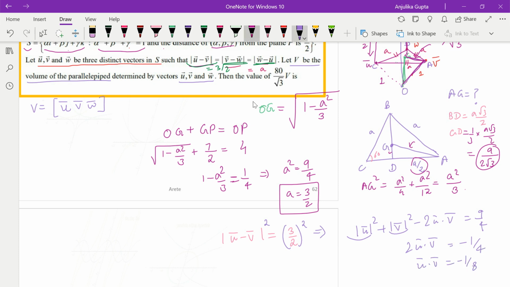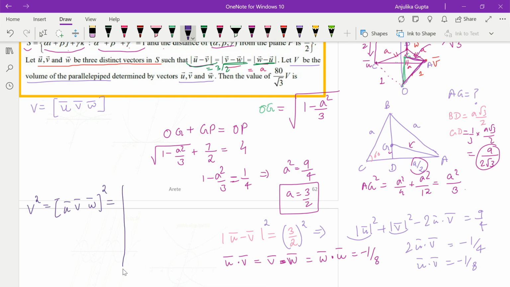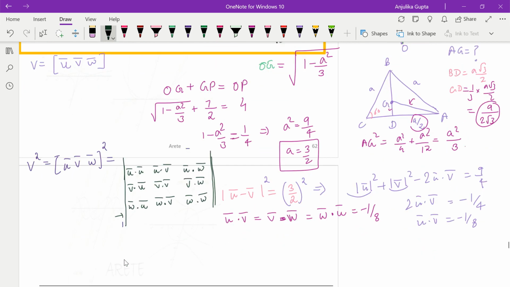So what do you end up getting? The dot product. U dot V is the same as V dot W is the same as W dot U, and everyone is minus 1 by 8. Why did we do that? Because I know the alternative formula. V square is equal to this determinant. That is the alternative formula. Now we have to just insert the values.